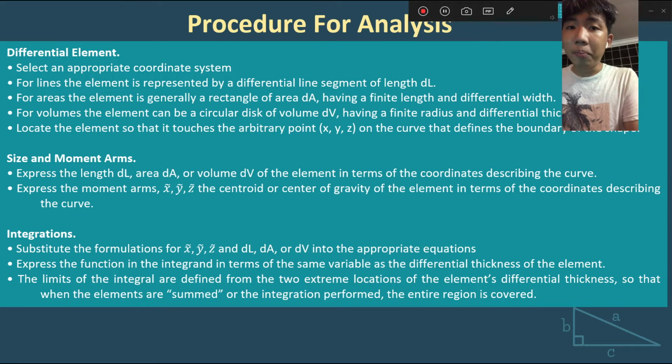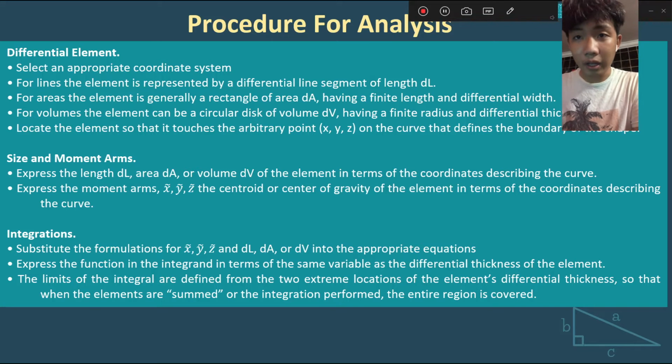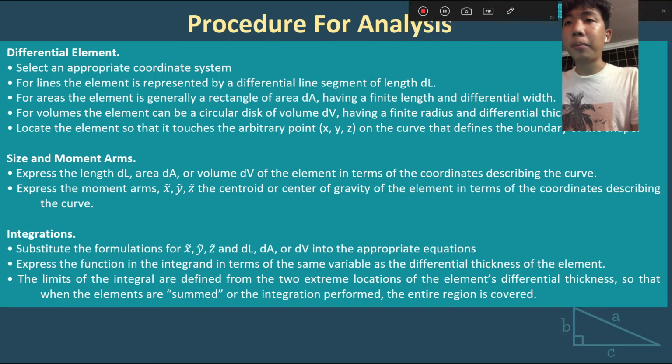So, the procedure for analysis. For the differential element, first we select an appropriate coordinate system. For the line, it's represented by the line segment dl. For the area, it's the rectangle dA. For the volume, it can be the circular disc dV, meaning both area and volume have a finite length, radius, and a differential width, differential elements.